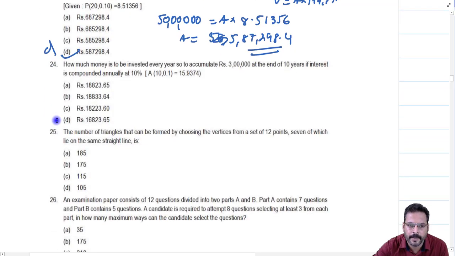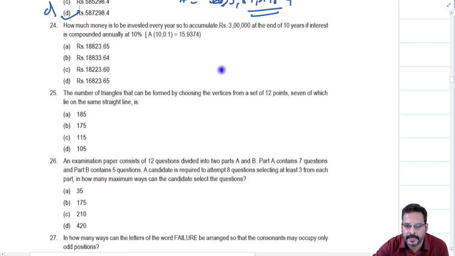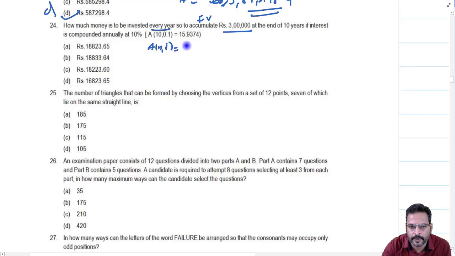Then the 24th question. How much money is to be invested every year so as to accumulate 3 lakh at the end of year 10? Okay. So after 10 years we have to accumulate rupees 3 lakhs. Accumulating at the end means future value, investing every year. That means we have to use the formula of future value of annuity regular. FVIFA is equal to A into (1 plus I) the whole raised to n minus 1, divided by I.